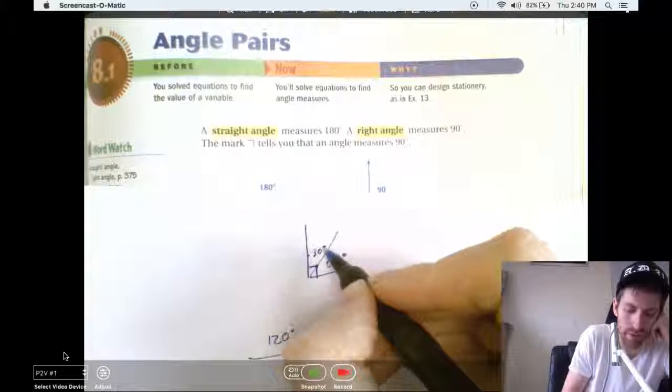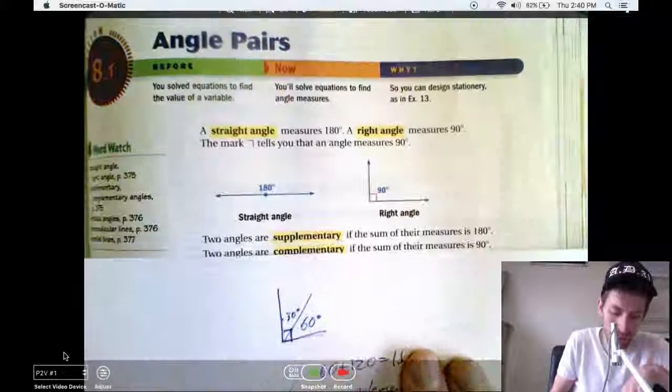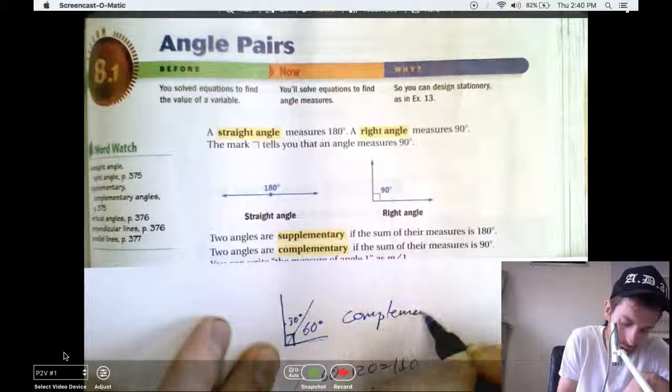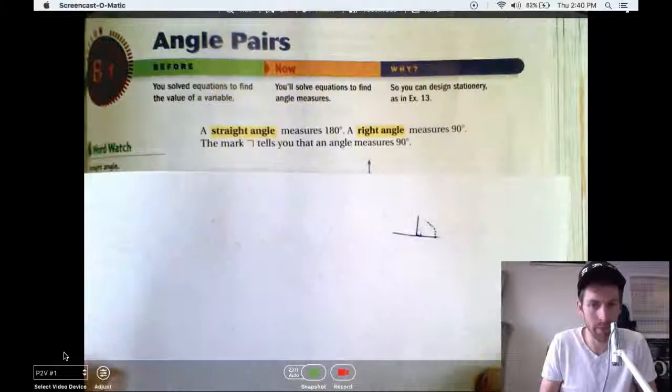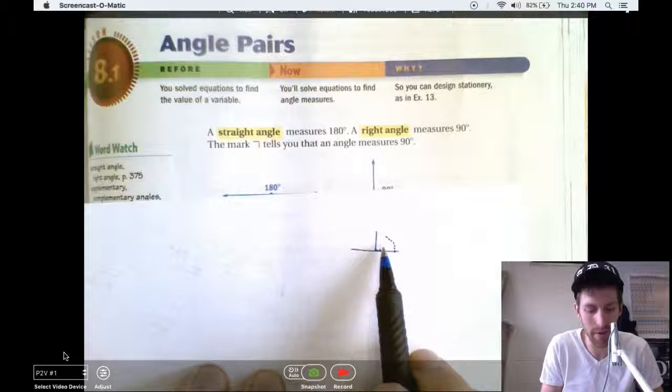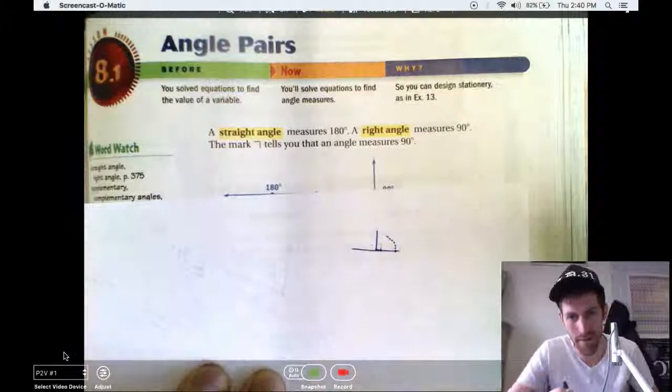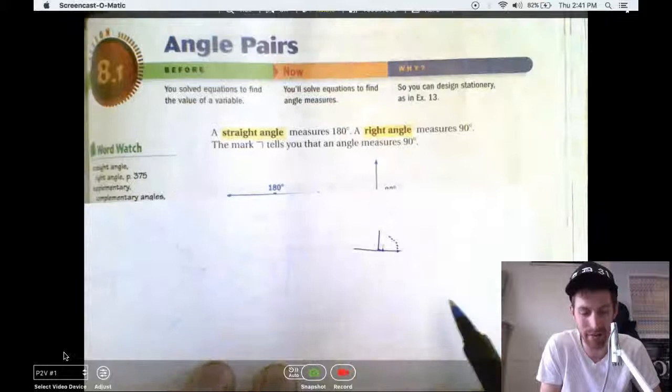Then we call that, where is it in the book? Here it is. Complementary. Say that out loud. Complementary, supplementary. So check this out. These two angles here, are they complementary or supplementary? They are supplementary, right? Because 90 plus 90 equals 180. Okay? All right, they give you another example in your book here.